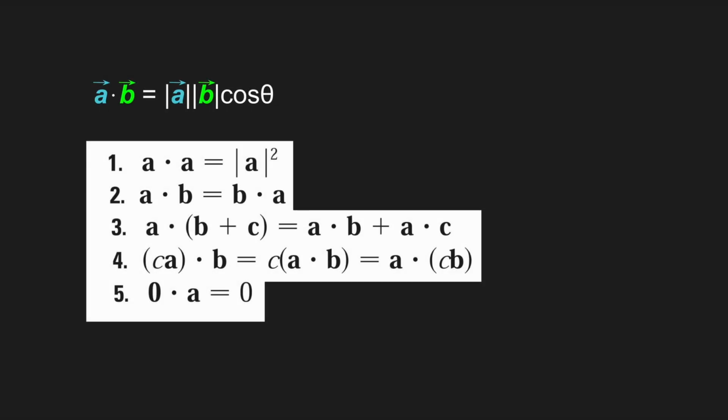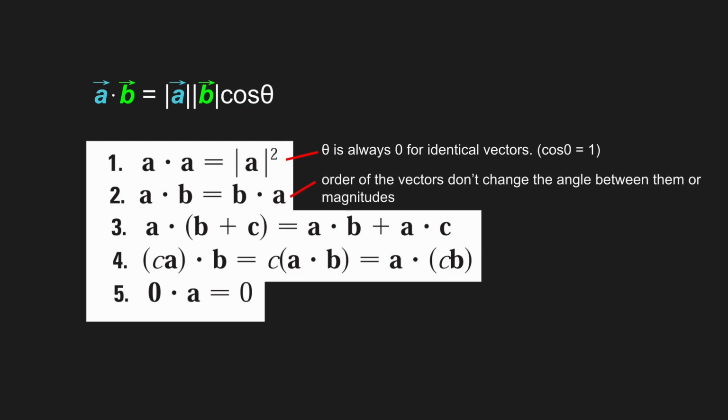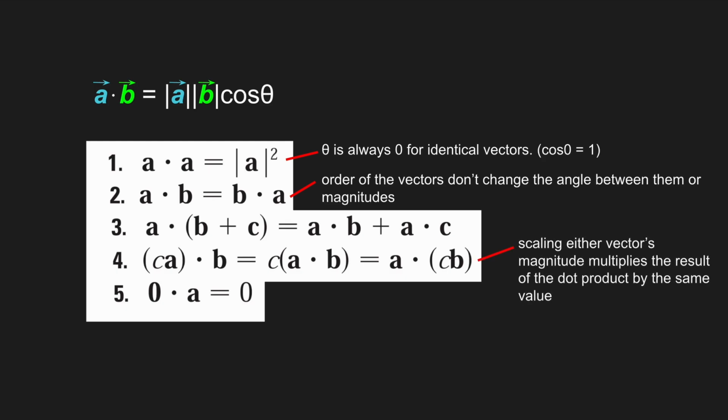The dot product also has some important properties. First property can be explained by the fact that the angle between identical vectors will always be 0. Second property can be understood by looking at our formula and seeing that the order of the vectors make no difference. Third property is called the distributive property, and since it's less trivial, I'll explain it last. Fourth one can be understood by looking at our formula and seeing that scaling either of the vectors by a value will scale the result of the dot product by the same value. Fifth one comes from the fact that a zero vector has zero magnitude, and looking at our formula, we can confirm it will always make the result 0.